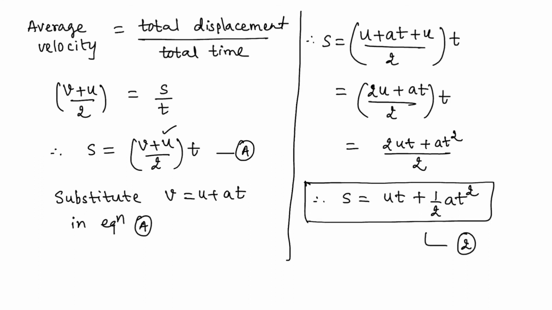While solving the numericals of equations of motion, 95% numericals can be solved using this second equation of motion, that is s is equal to ut plus half at square.